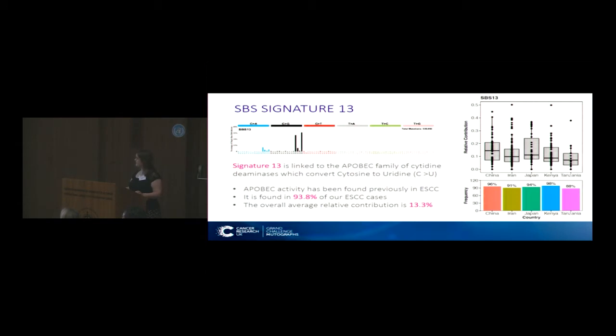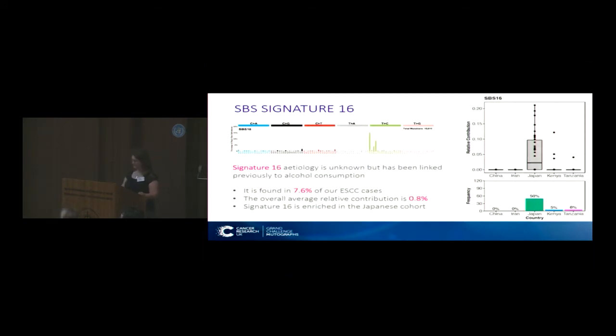Signature 13 is the other APOBEC-associated signature. Again, we find it in the vast majority of our cases, and the overall average relative contribution is about 13%. So overall, if we look at both APOBEC signatures 2 and 13, we're seeing that it's about 20 to 25% of the total mutation burden in each of our cases.